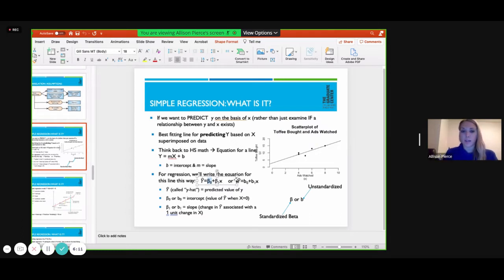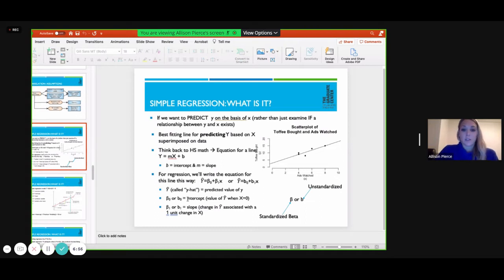Beta 0 is the intercept. Sorry, getting my words mixed up. Beta 0 is the intercept, and beta 1 is the slope. That's the change in y associated with a 1 unit increase in x. You might also see these written as lowercase. Typically, when they're uppercase, this refers to standardized beta values, and when they're lowercase, they're unstandardized. We'll talk about what standardized versus unstandardized means in just a little bit, but just so you know, they're derived from the same formula. It's just whether or not they're all in standard deviation units, which is what the standardized beta values are.